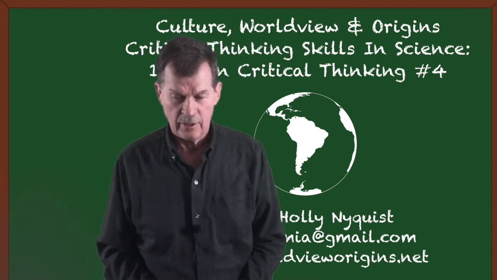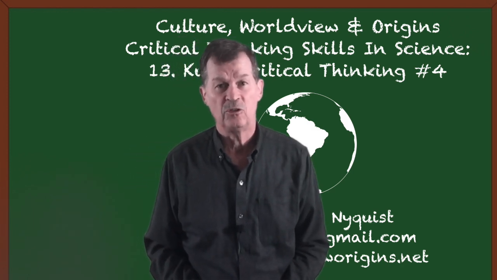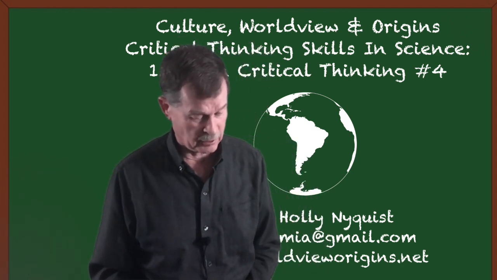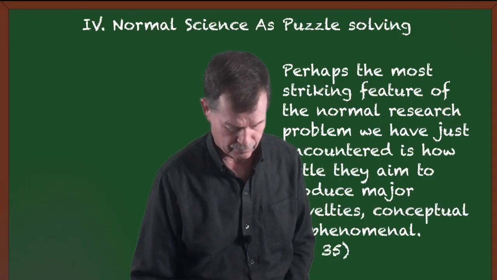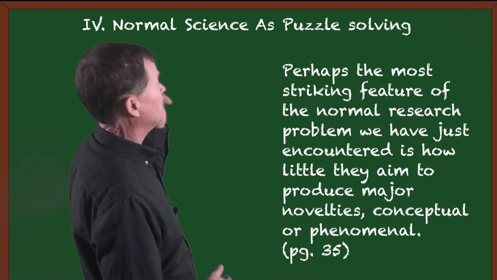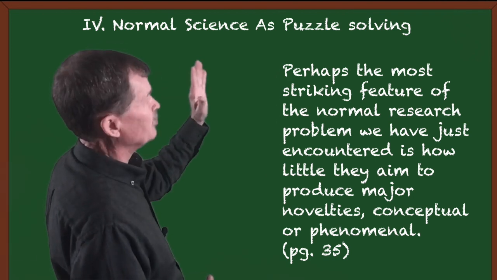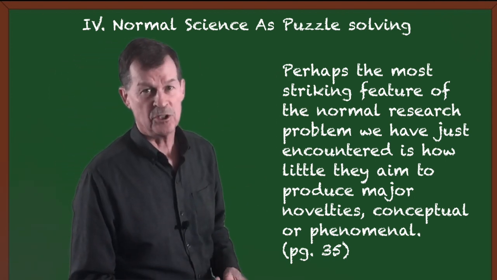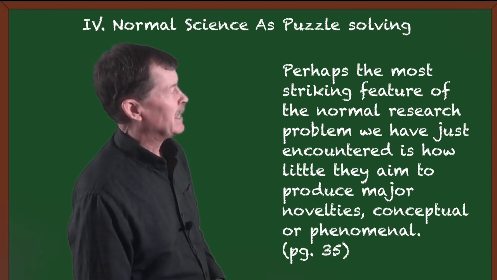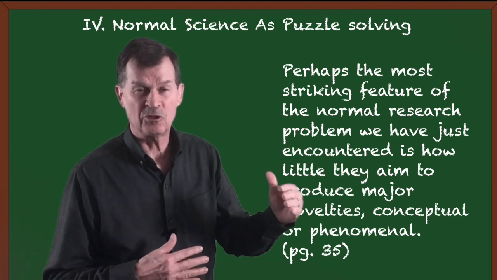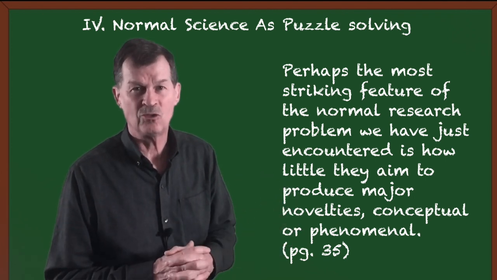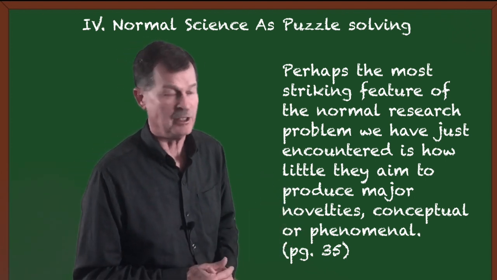We're in this series on critical thinking skills in science. This is chapter 13 on Kuhn, critical thinking. We're in session number 4. This chapter 4 is normal science as puzzle solving. He is going to give us what normal science is about. What do we do? What's the main activity involved in it?